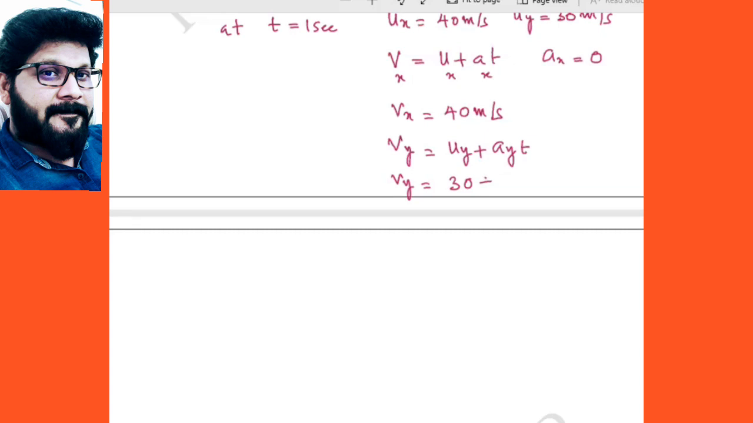Plus g or minus g? Shall I keep plus or minus for a projectile? Minus. So minus 10 into t. T is nothing but 1 second. So Vy equals 30 minus 10, which is nothing but 20 meter per second. 20 meter per second, right?